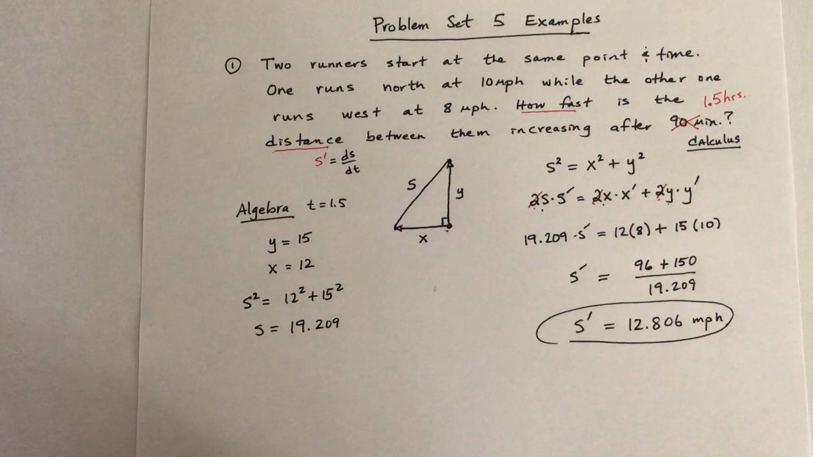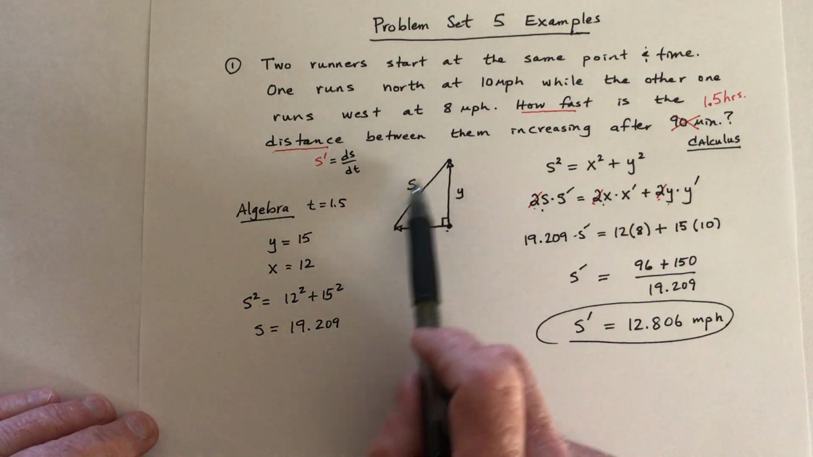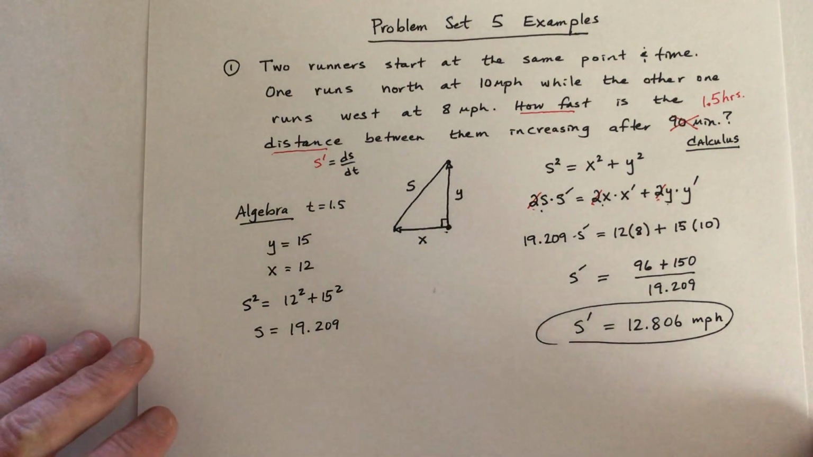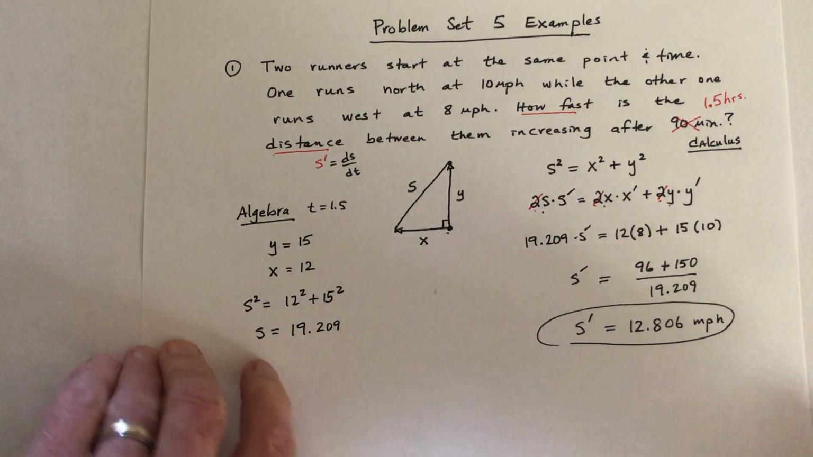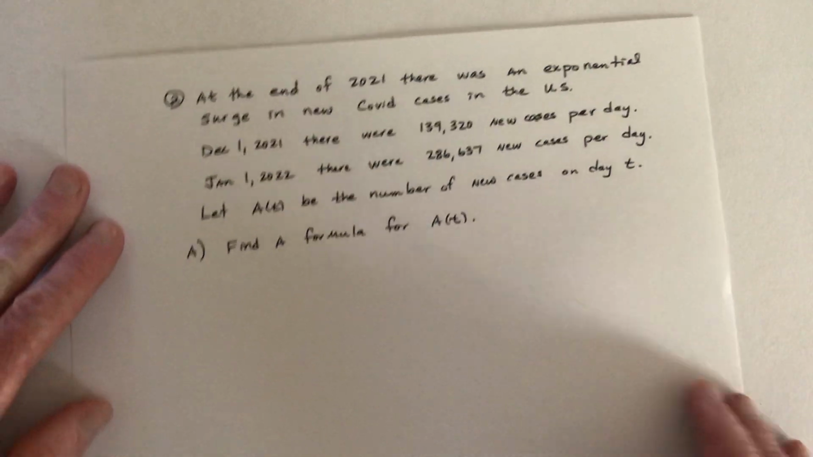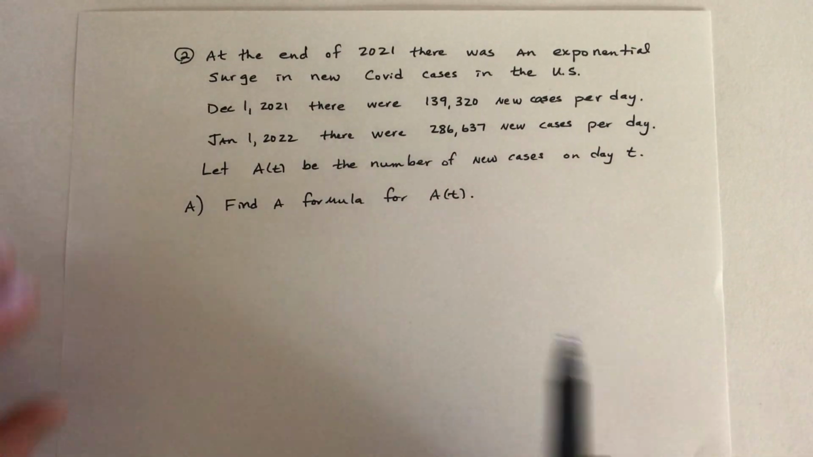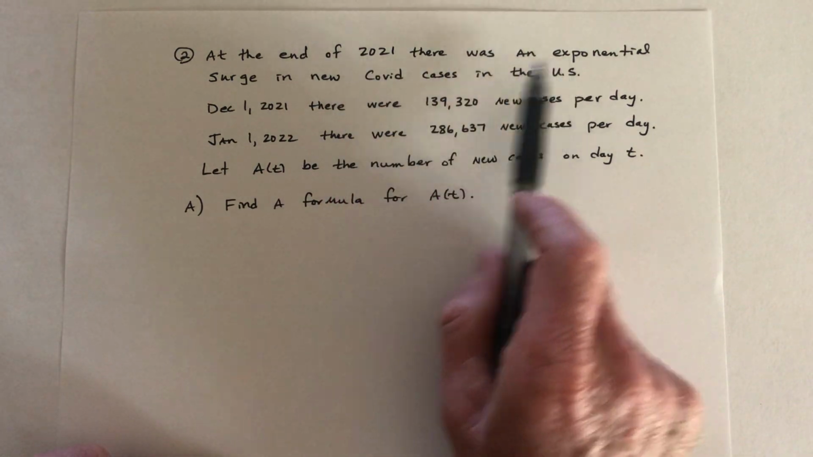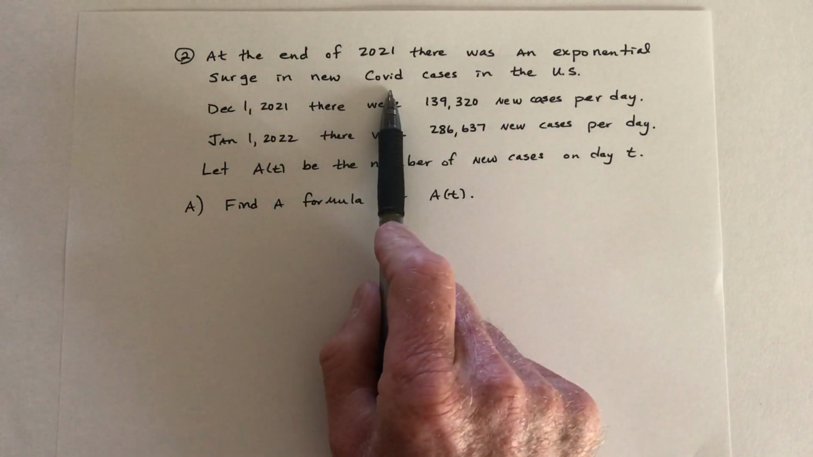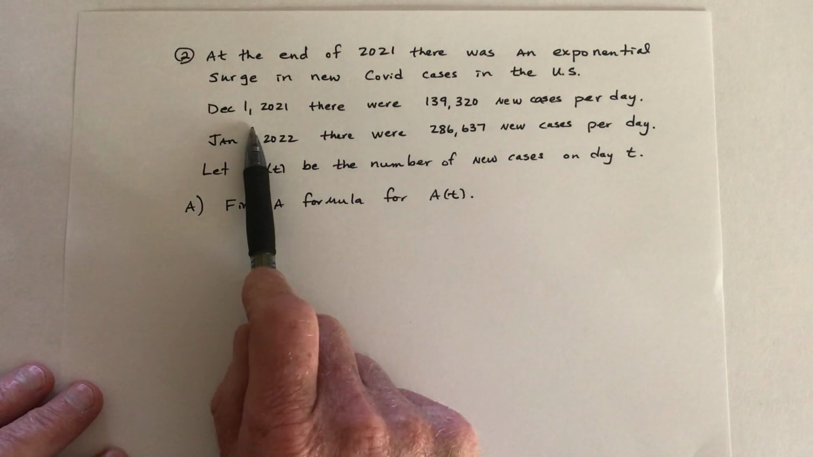On problem set number 5, the first page is all about right triangles, so hopefully this will definitely help you out with the first page. Now let's look at the next page, and this data comes from real life. As you know, at the end of 2021, there was an exponential surge in new COVID cases. So I went and looked it up.